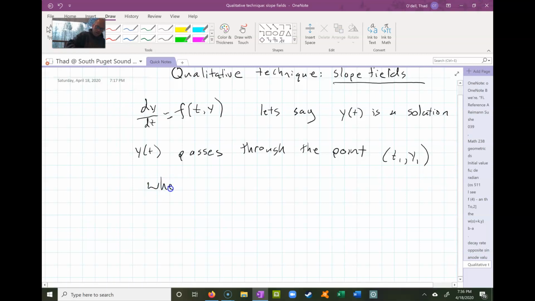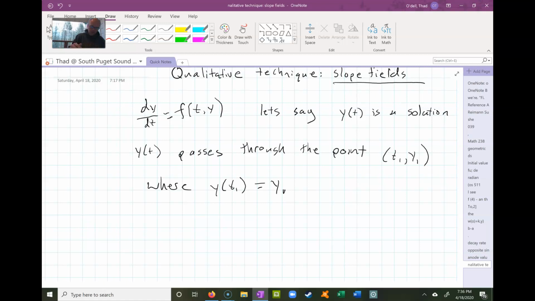Where y(t sub 1) would be equal to y sub 1. So this is just some basic algebra. When you plug in a t value, a number for your independent variable, you get out a number for the dependent variable.